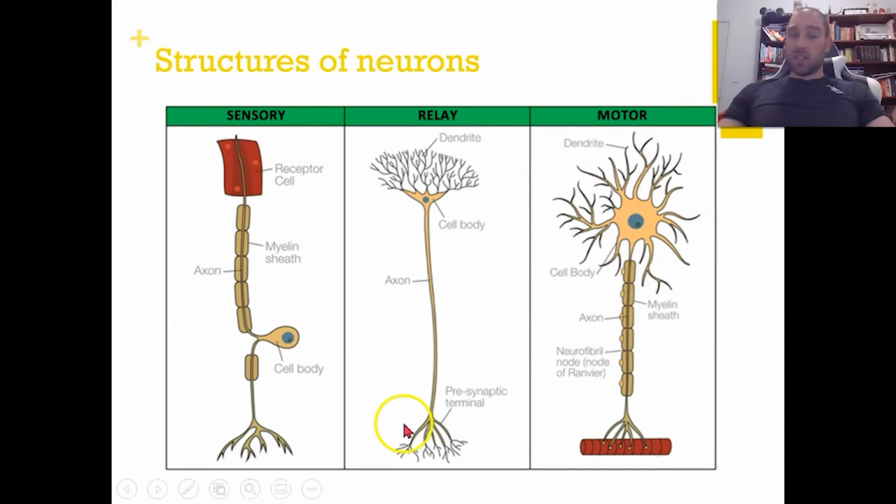And then we have our motor neurons. So our motor neurons could be connected to interneurons. So we have dendrites here, a fairly large cell body. Then we have our long myelin sheath. And then at the end of the motor neuron, we have our effector. So this could be a muscle, for example.